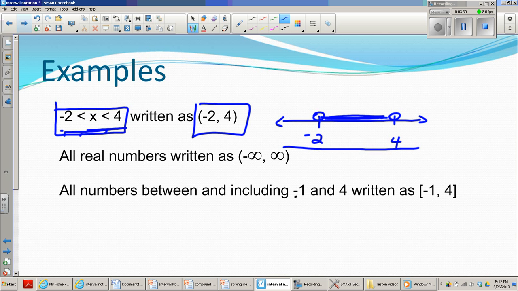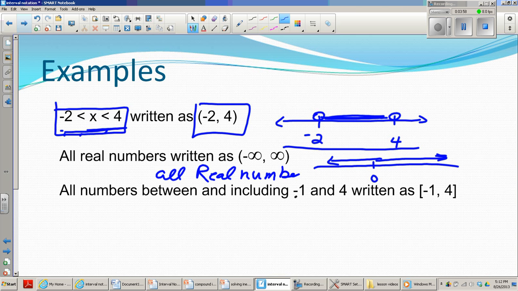Now, suppose we had a graph for all real numbers. The graph would be a number line that would be shaded completely in both directions. There would be no holes, no breaks, no gaps. So that's negative infinity to positive infinity. In terms of inequalities, we would just write all real numbers. No actual inequalities being used.